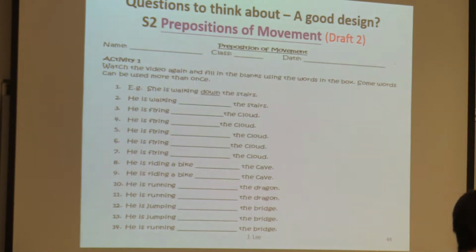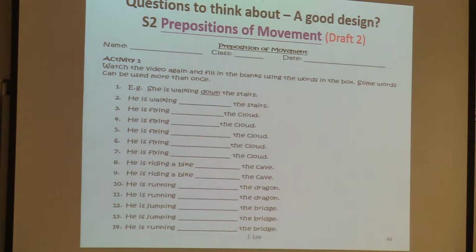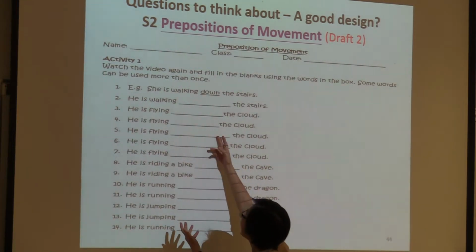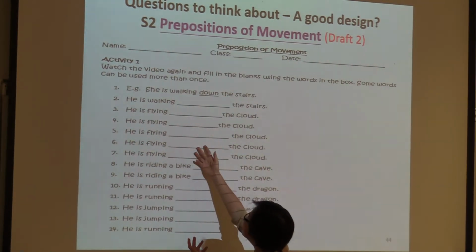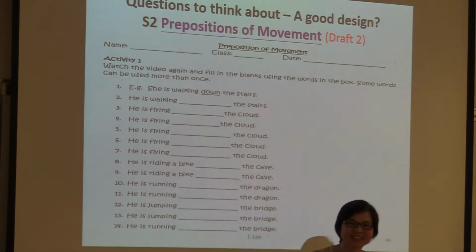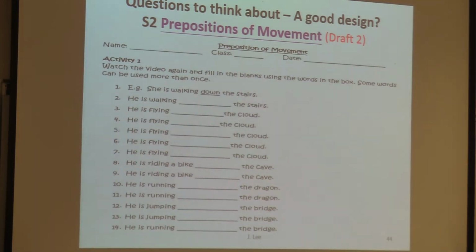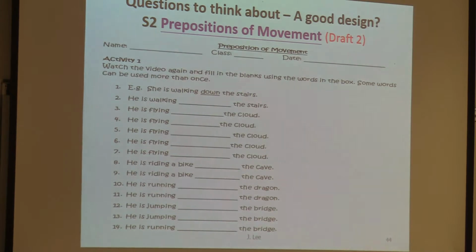Any problem? Flying over, flying under, or flying what? Across, or what? The meaning is not clear, unless the teacher pauses the video immediately after each sentence. Otherwise, there are no pictures to show the movements at all.